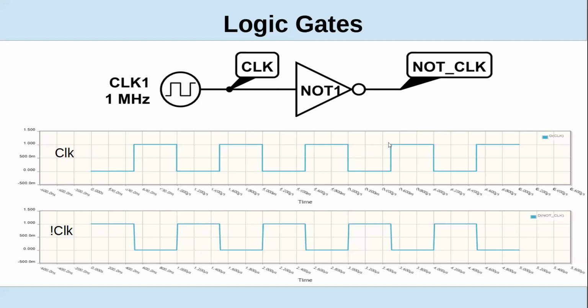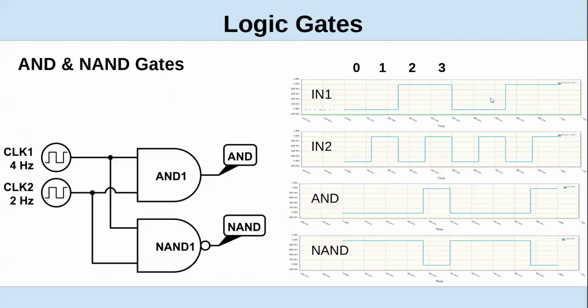That's important in a lot of digital logic things because you want that inverse function. Here, I took an AND gate and a NAND gate, and we feed it with 2 signals and see the result.